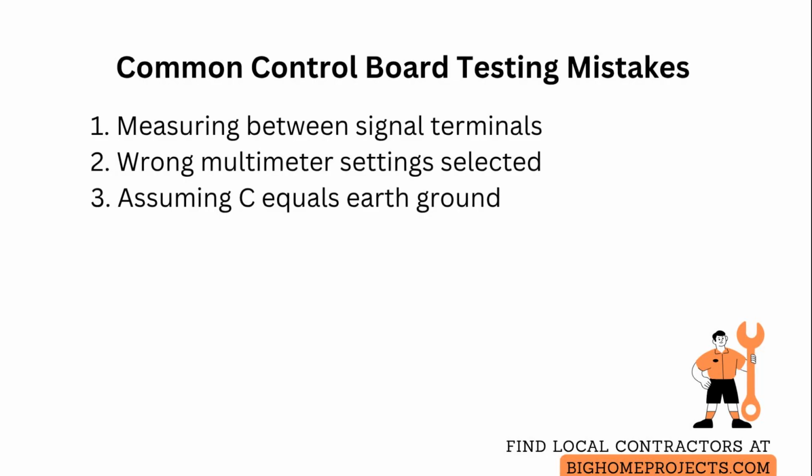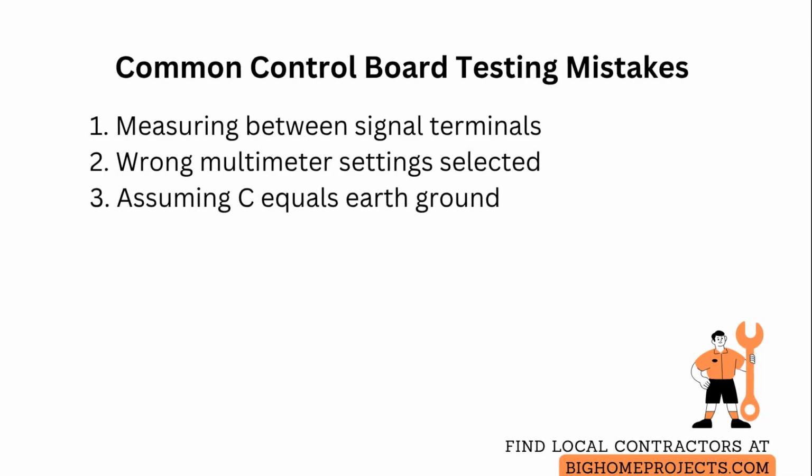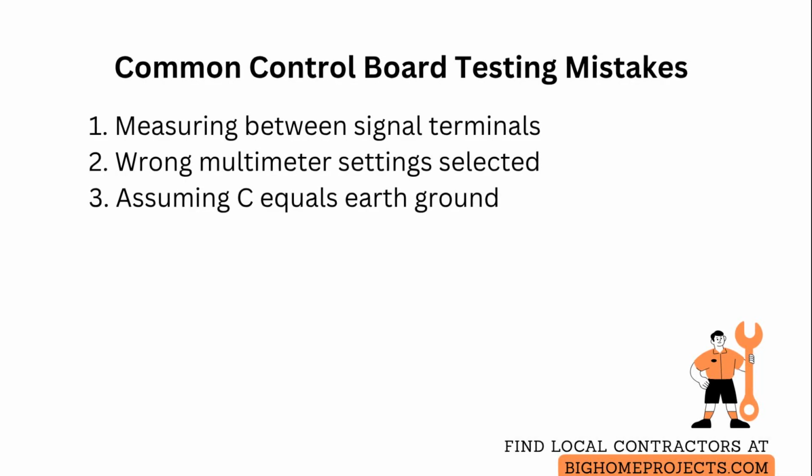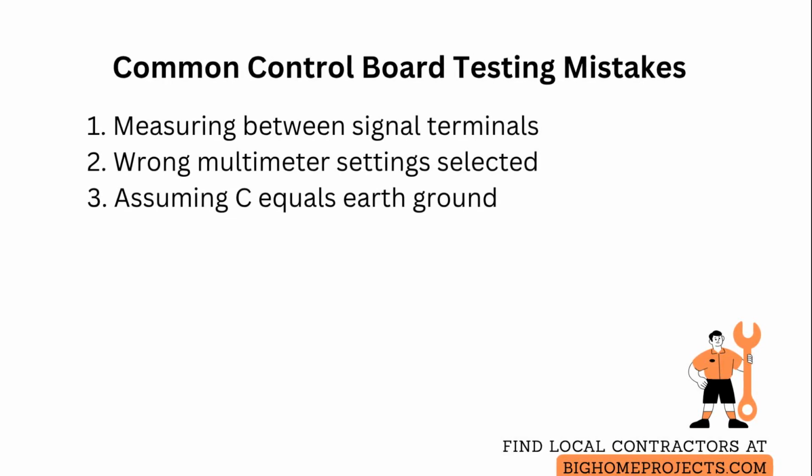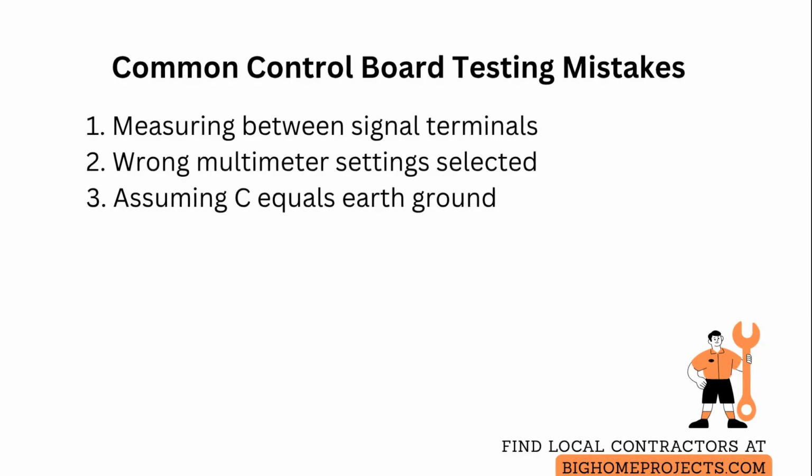A final issue is assuming C is at earth ground potential when it may float or be offset in some systems. If readings are inconsistent, measure C to actual earth ground to understand any offset and note that offset when interpreting signal voltages.